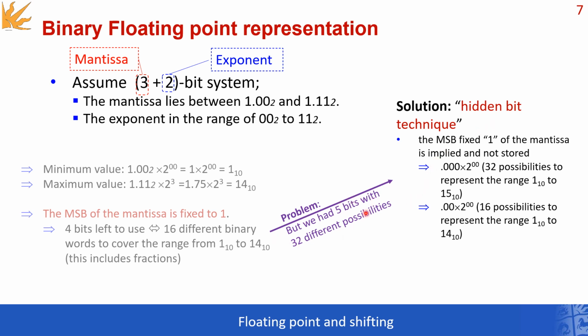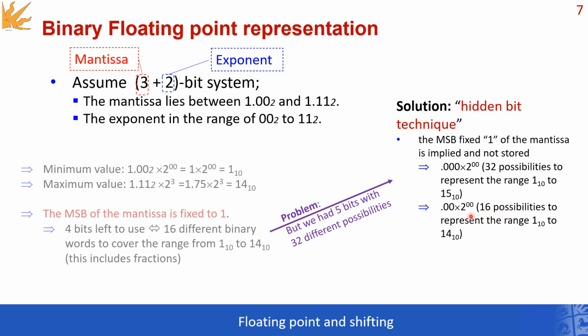So now we imply that the first bit is always 1, but we don't keep it anywhere. We do not store it anywhere. So this means that the numbers are now like this: 0.000 times 2 to the power of 00. And then you get 32 possibilities because you can take advantage of all those 5 bits, while previously you only had 16 possible combinations.